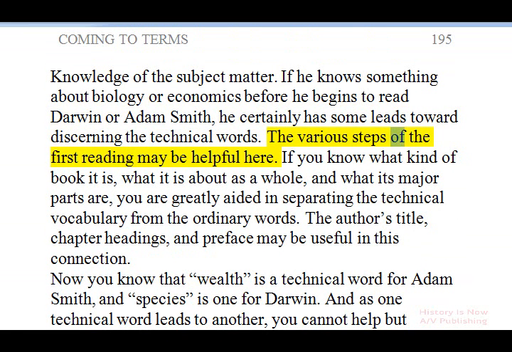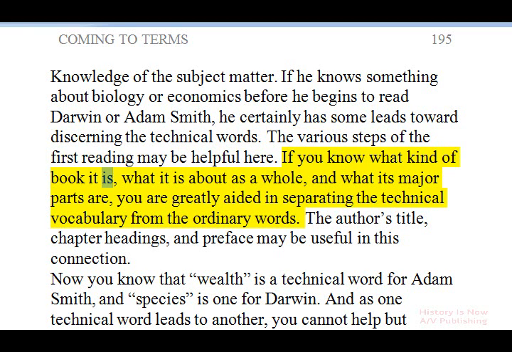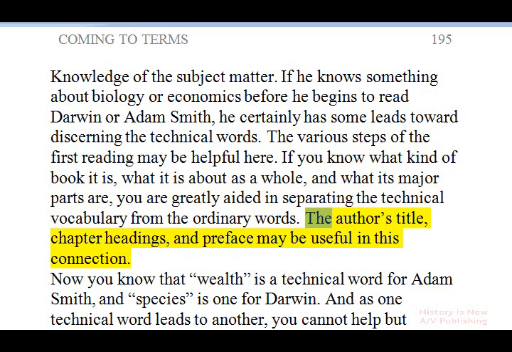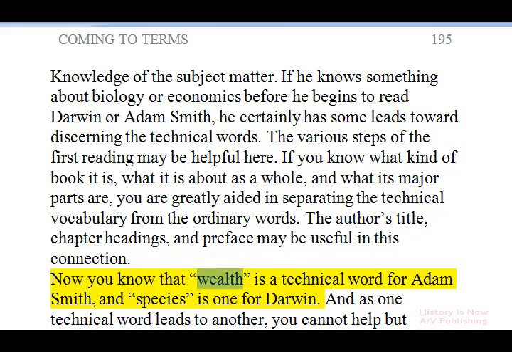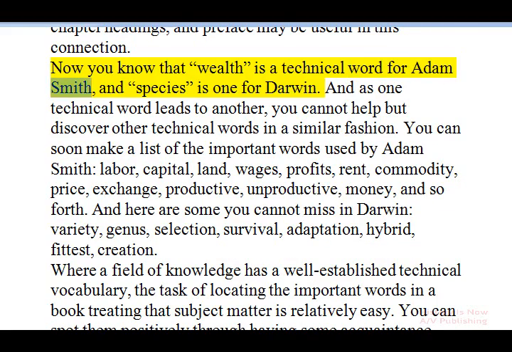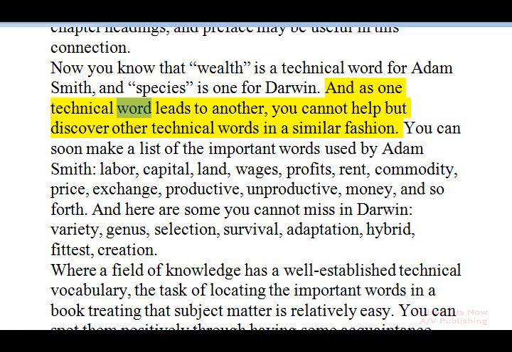The various steps of the first reading may be helpful here. If you know what kind of book it is, what it is about as a whole, and what its major parts are, you are greatly aided in separating the technical vocabulary from the ordinary words. The author's title, chapter headings, and preface may be useful in this connection. Now you know that wealth is a technical word for Adam Smith, and species is one for Darwin. And as one technical word leads to another, you cannot help but discover other technical words in a similar fashion.